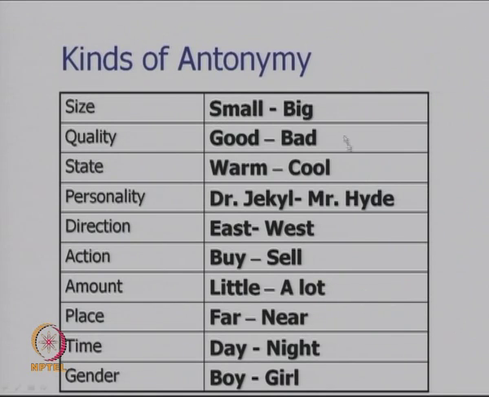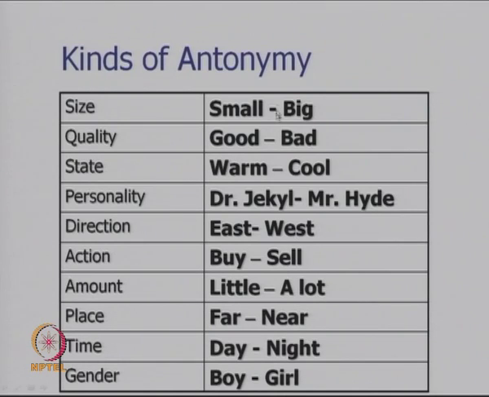Now, we discuss antonymy. Antonymy is opposition in meaning, and this kind of opposition also is sensitive to the word, its property, size, and so on. So, for example, size antonymy is small, big, quality antonymy is good, bad, state antonymy is warm, cool, personality antonymy is Dr. Jekyll, Mr. Hyde, direction antonymy is east, west, action antonymy is buy, sell, amount antonymy is little, a lot, place antonymy is far, near, time antonymy is day, night, gender antonymy is boy, girl.